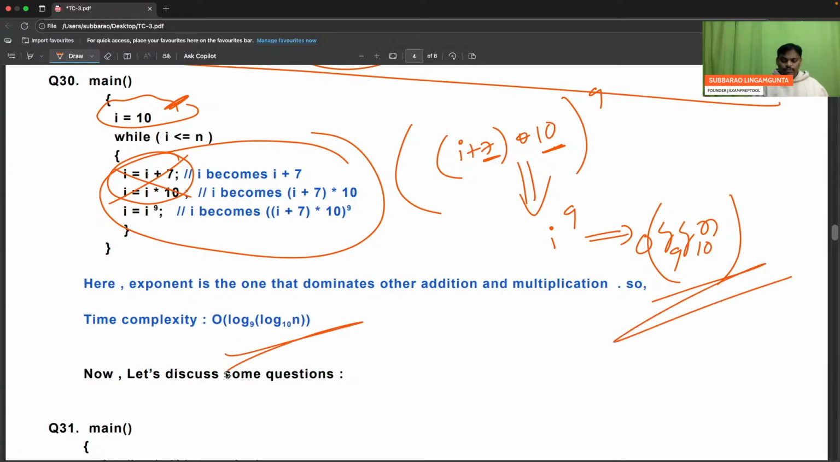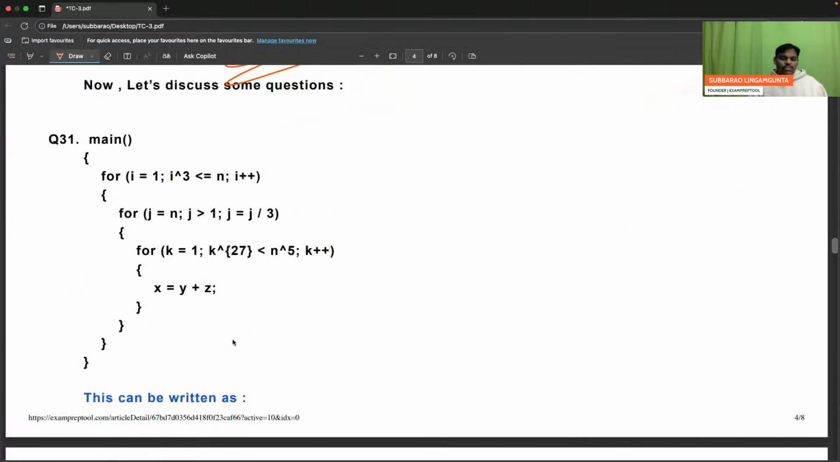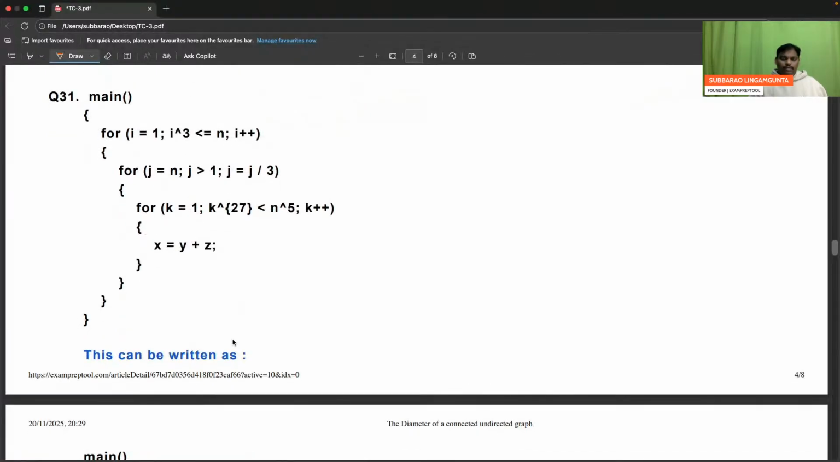See, check. Question number 31. See question number 31. Based on all our basics, whatever we have done till now, one problem. Can you see this one? I think 3 for loops are there. Everyone observe, 3 for loops are there. See the inner loops. Can you see the inner loop?